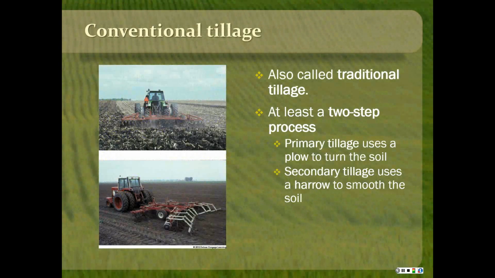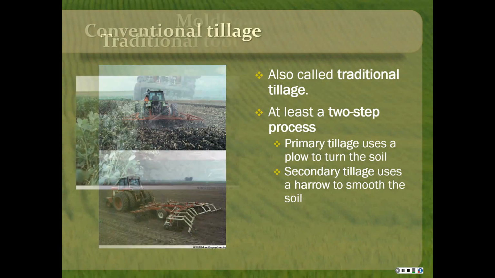And there's two types of tillage, conventional and conservation tillage. First, we'll go over conventional tillage, which is the more traditional type. It's also called traditional because it's the way things have been done for years, kind of the older traditional way. And it's usually at least a two-step process. There's primary and secondary tillage. Primary tillage uses a plow to first turn the soil, and then you go over it again. The secondary tillage uses something like a harrow to smooth the soil out to make the proper seed bed.